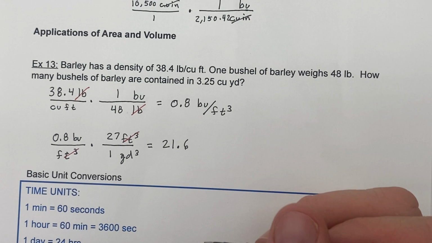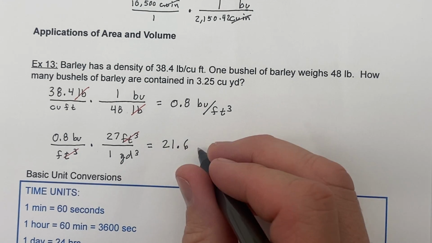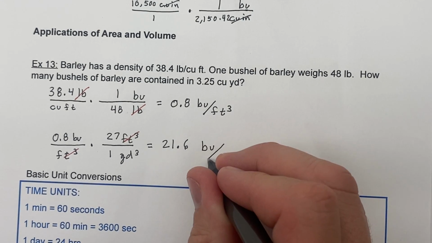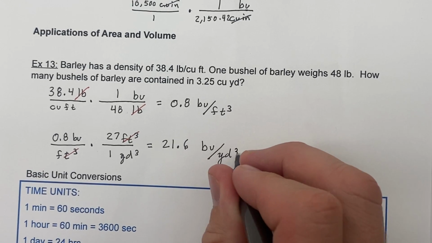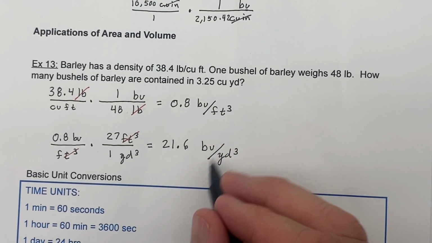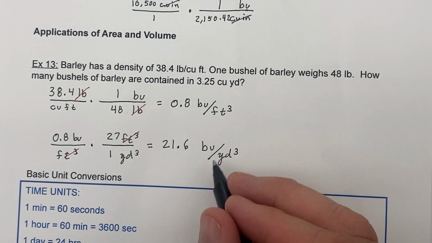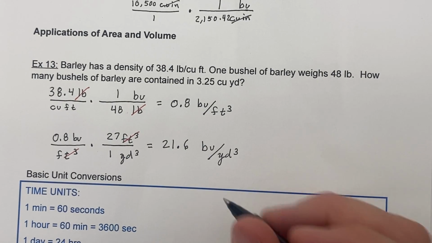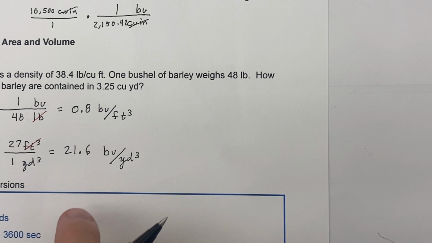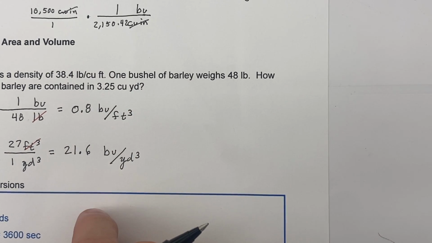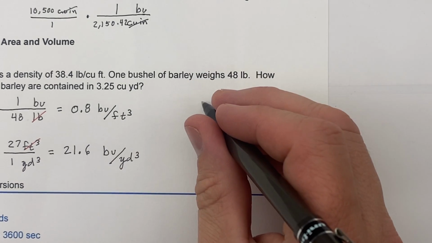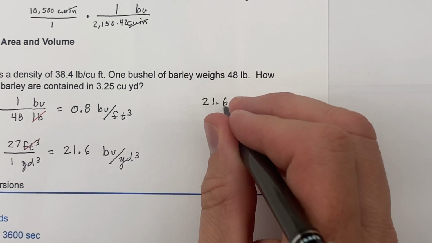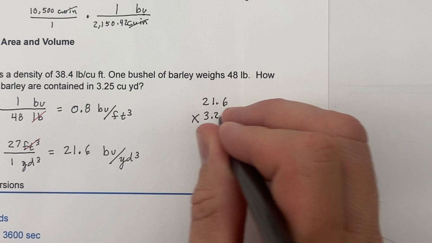What's our label here? Cubic yards. Bushels per cubic yard. We all know that the per is the fraction bar, right? Yeah. Lastly, how many of these do we got? 3.25 cubic yards. So 21.6 times 3.25.